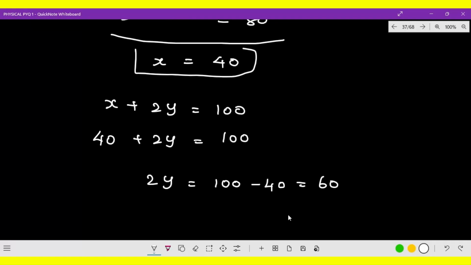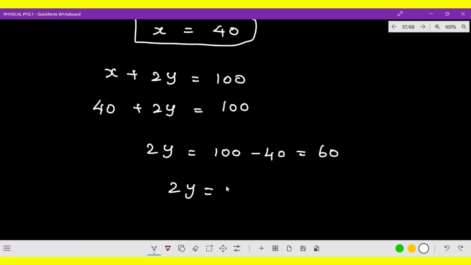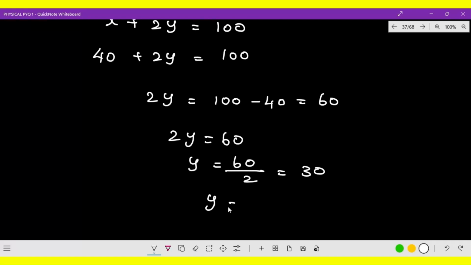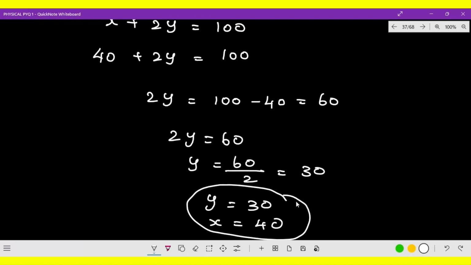So 2y equal to 60. That means y equal to 60 by 2. You will get 30. So here y you got, y how much? It is 30, x equal to 40. So you're getting 30 and 40, x and y. So x is 40, y is 30, right?